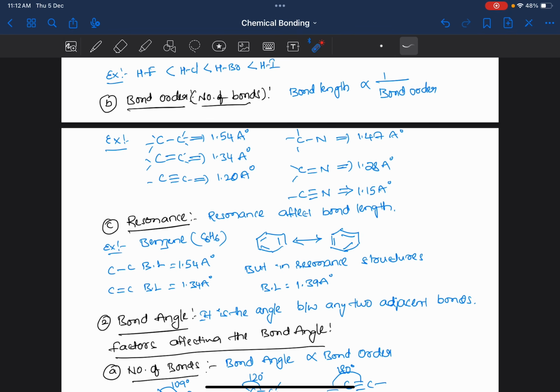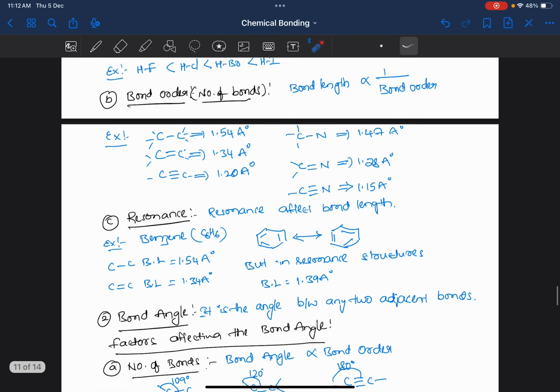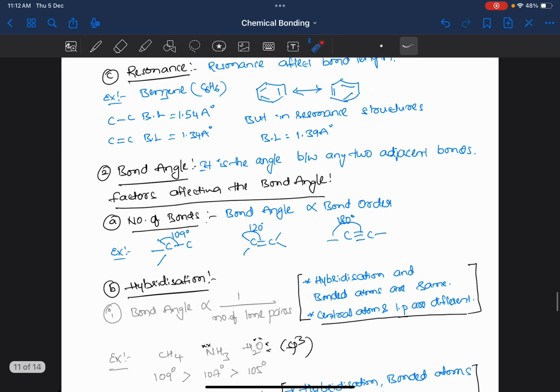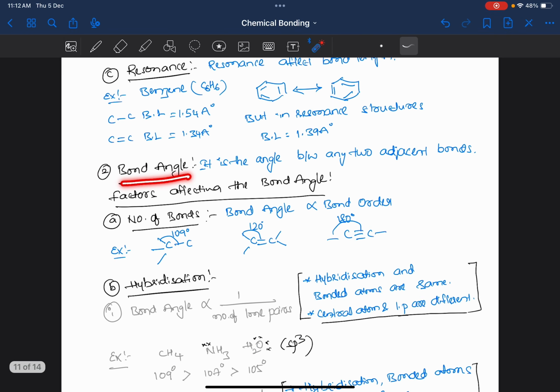Therefore, that was affected majorly by resonance. And the next bond parameter is bond angle. It is the angle between any two adjacent bonds.